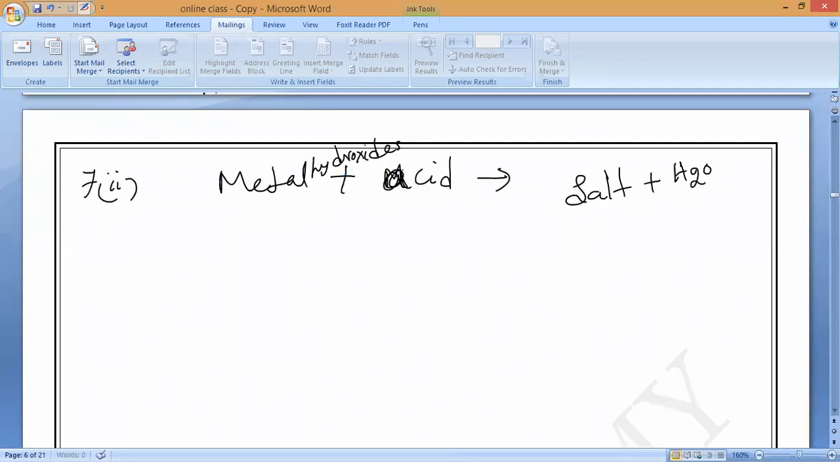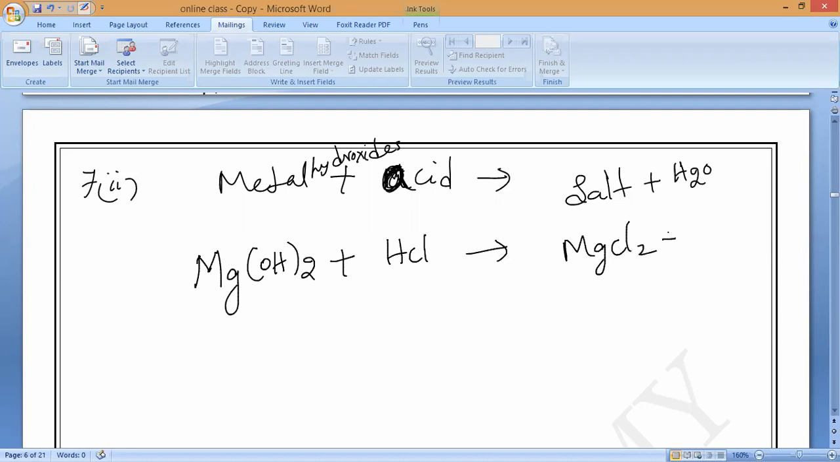Metal hydroxide. Any example of metal hydroxide? Sodium hydroxide. So, for example, can I take magnesium hydroxide reacting with hydrochloric acid? What will come? Magnesium chloride plus water. Water is H2O, so 2H, correct? Here 4H2O you can take, but it is not matching. So what is the balanced equation? Try to balance it.